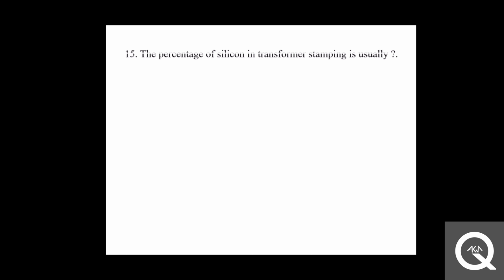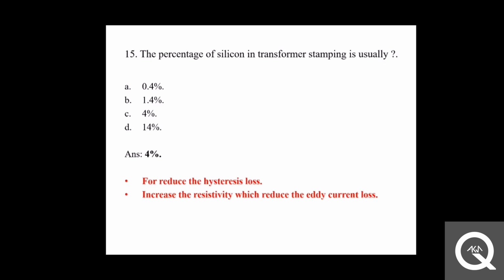Next question. The percentage of silicon in transformer stamping is usually? Options are 0.4 percentage, 1.4 percentage, 4 percentage, 14 percentage. The answer is 4 percentage. A small amount of silicon is added to steel, that is 0.3 to 4.5 percentage of silicon by weight is added to steel.